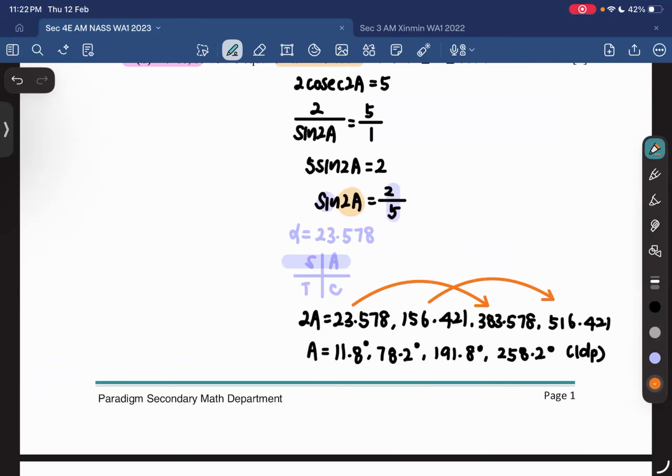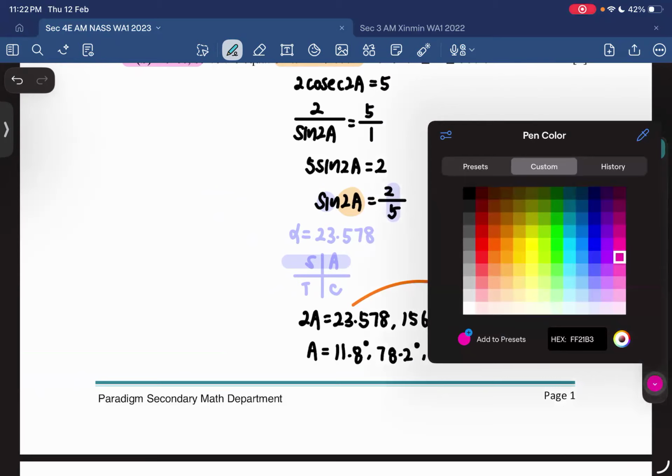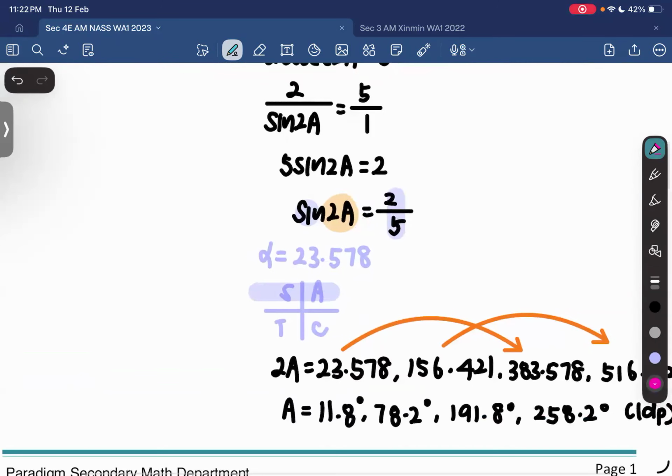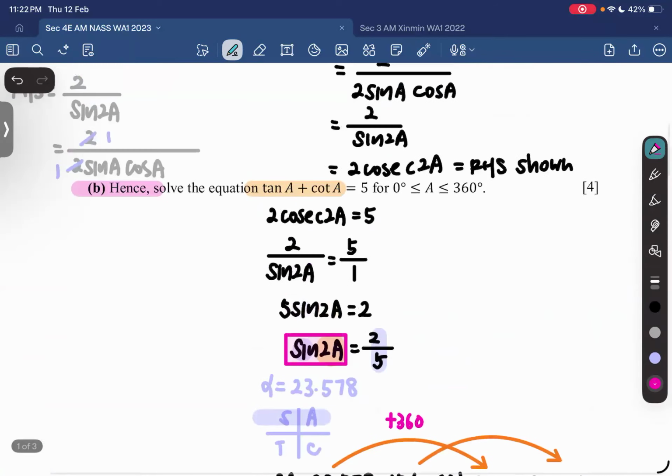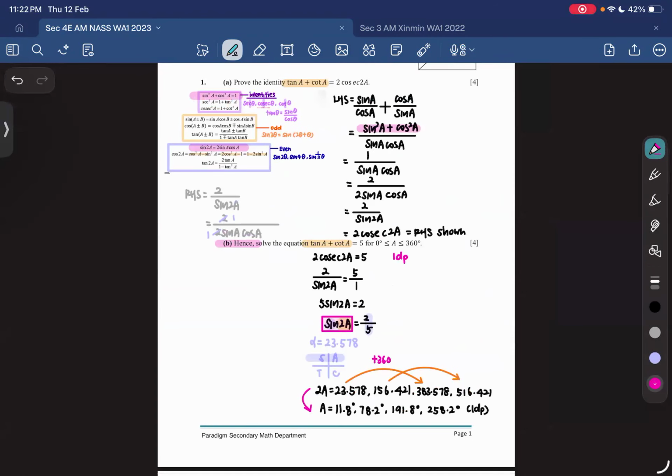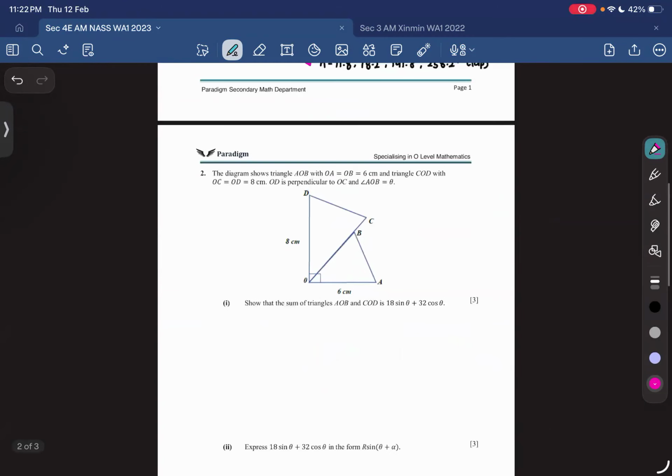So for this question, what I'm trying to remind you is, remember, this is the double angle logic here. So double angle, remember to go and add 360. At the end of the day, remember to divide by 2. And until now, I can still notice that people are doing 3SF. Remember, degree is always one decimal place. Okay, so your question one shouldn't be a problem by now.